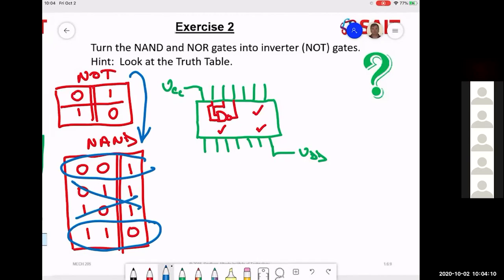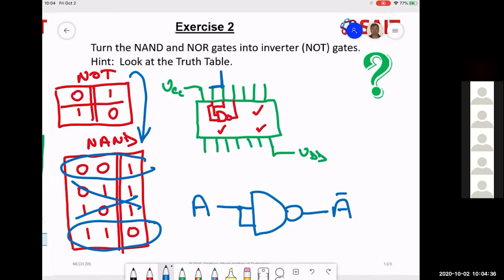Well, if I just tie it together, there's my input and my output. I have, say, A coming in to my gate. I've tied the 2 inputs together and I've created an inverter.